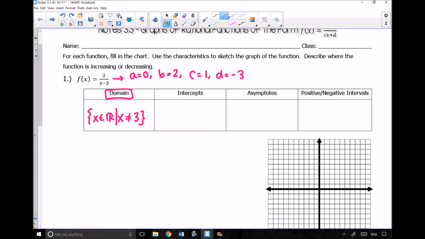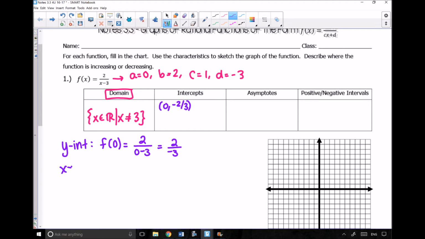Okay, so now the next thing I need to do is find my intercept. So I want to figure out my y-intercept. Well, my y-intercept will happen when x is 0. So I'm going to find f of 0. So I'm going to do 2 over 0 minus 3. So I get 2 over -3, okay? So therefore, my y-intercept is going to be (0, -2/3).